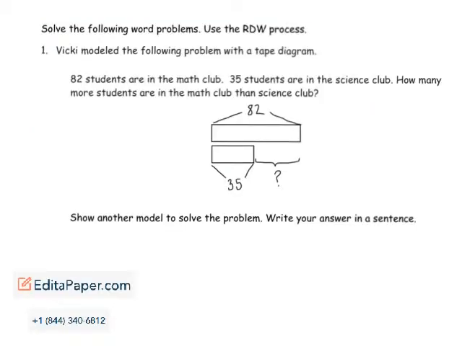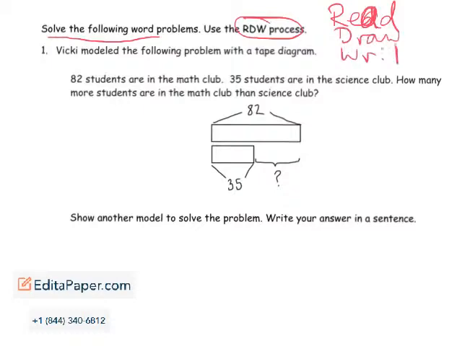All right, so let's get started. This says solve the following word problems using the RDW process. Remember that stands for read, R-E-A-D, read, draw, and write. So we're going to read the problem, we're going to draw the model, and then we're going to solve the problem.